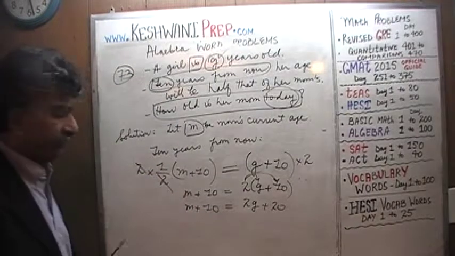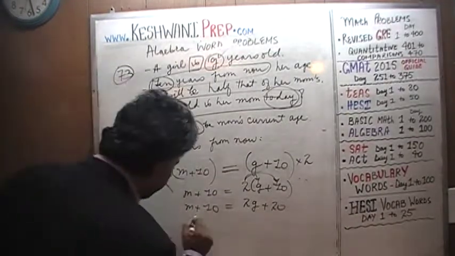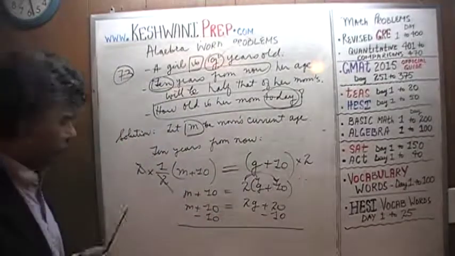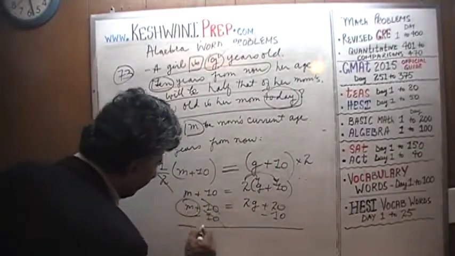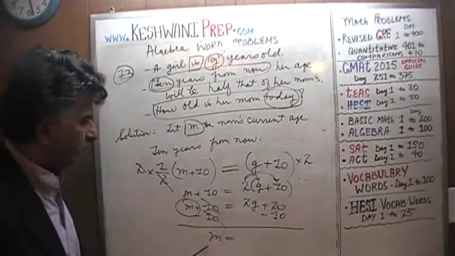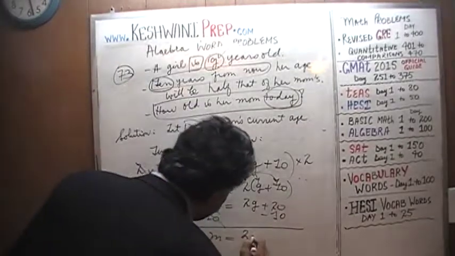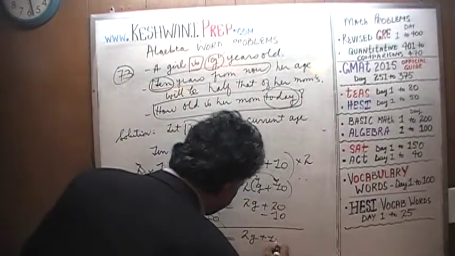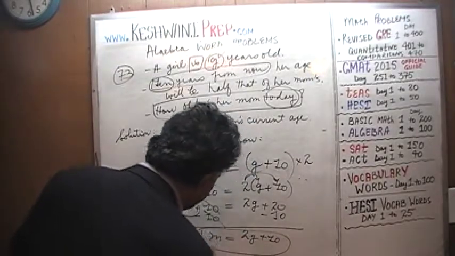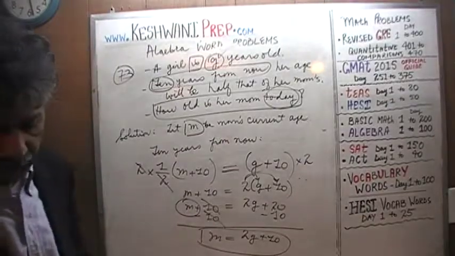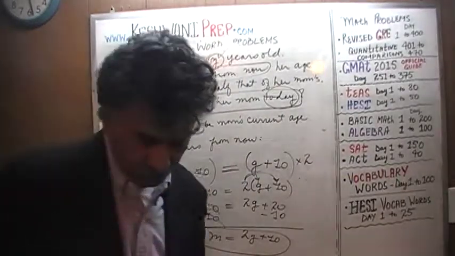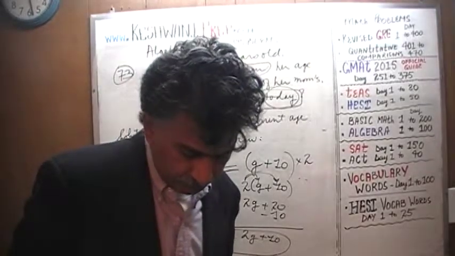We're not interested in m plus 10. We want to solve for m. So let's subtract 10 from both sides. We subtract 10 from both sides, 10 is going to cancel out and we'll be left with m on this side by itself, and m will equal 2g. Positive 20 and a negative 10 is going to give us positive 10. And there is our answer. Mother today must be 2g plus 10 years old.